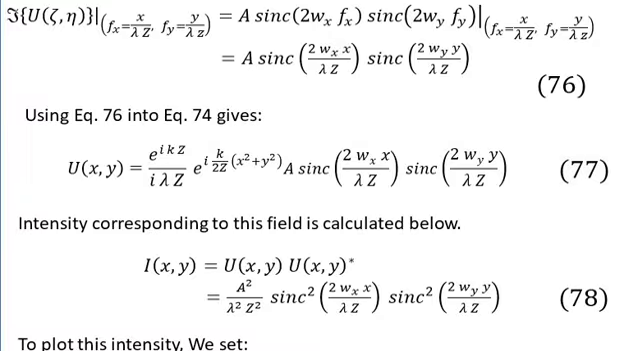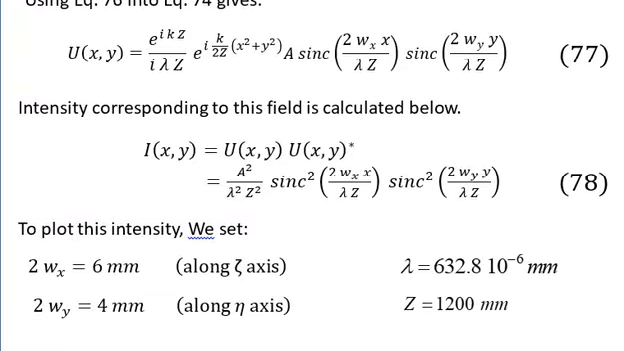If we want to write down the intensity, we have to use the relationship and multiply u with its complex conjugate as given in equation number 74. So we have the intensity in the second step, I of x y, given by A square over lambda square z square multiplied by the sinc square of 2wx into x over lambda z and multiplied by sinc square of 2wy into y over lambda z. So this is the two-dimensional expression for the intensity of the Fraunhofer diffraction pattern due to a rectangular aperture at the point of observation which is x comma y.